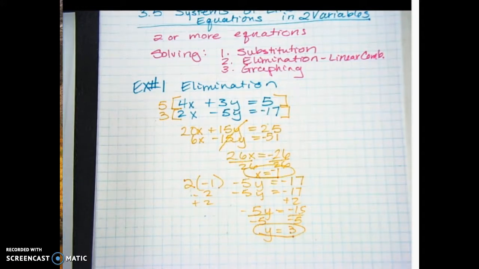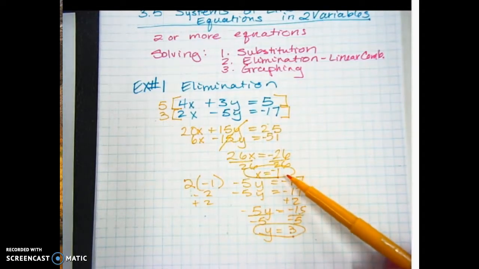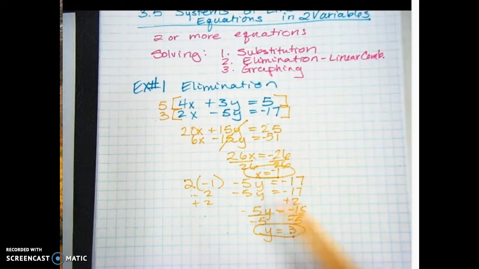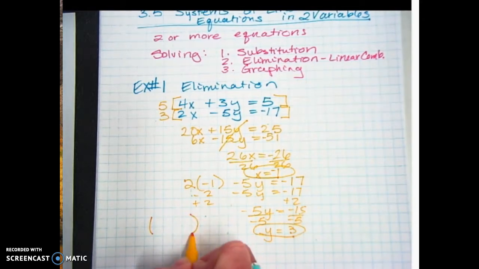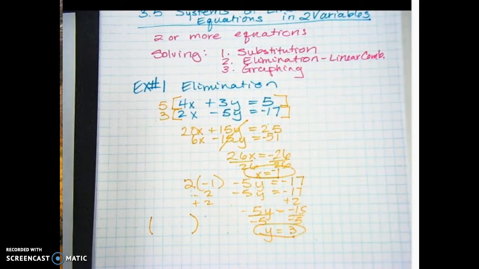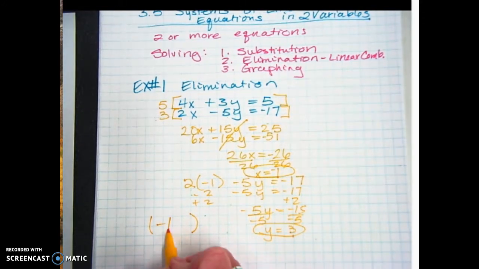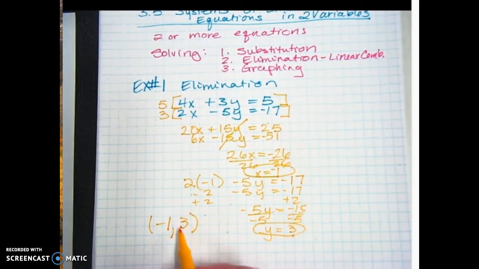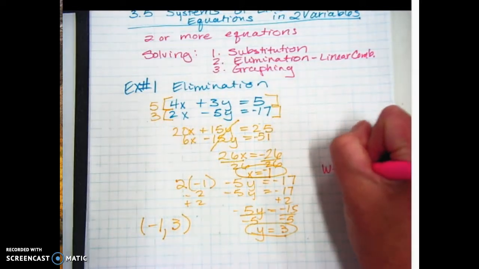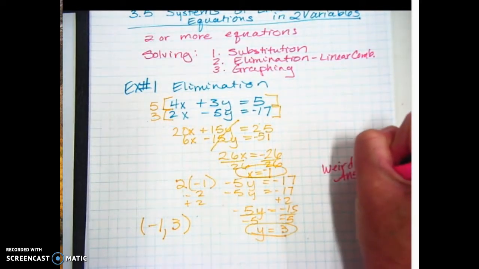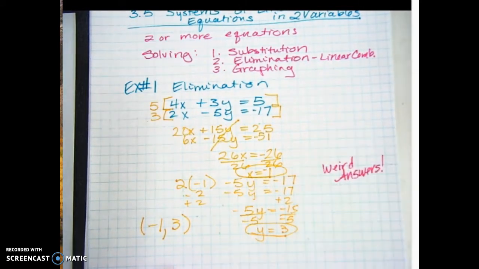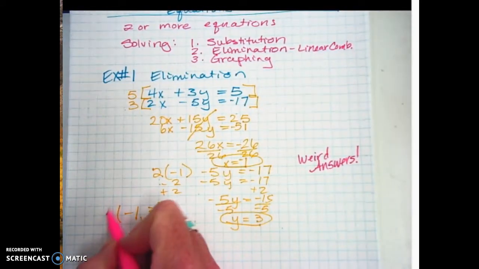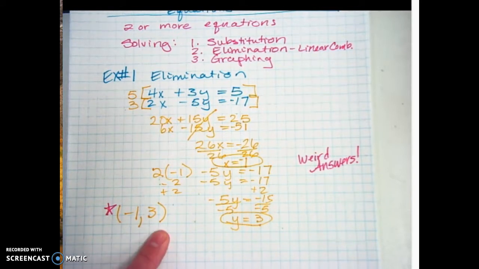When you go to list your answers, you could list these separately as x equals negative 1 and y equals 3, but the best way to write your answer is as an ordered pair. Your x value goes first, and then your y value goes second. Sometimes when you're doing these, you'll get weird answers. It's nice and ideal when you get this answer: you've got a value for x and a value for y.